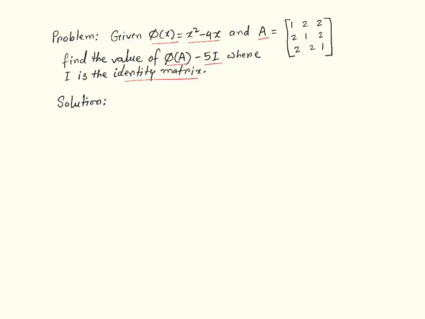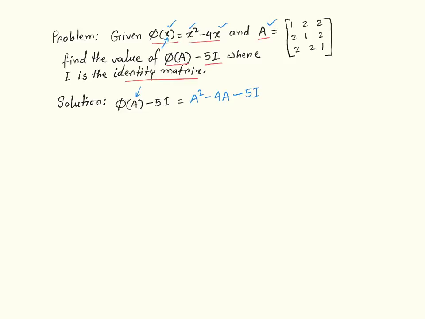To solve the problem, I'm just gonna apply the function definition first and then do the corresponding calculations. So phi of A minus 5 times I, the identity matrix, is gonna be equal to, look, phi of x, we have defined phi of x as x square minus 4x. In exactly the same way, we are gonna have phi of A is equal to A square minus 4 times A, because I'm replacing x by a matrix. So this x is being replaced by this matrix A. Then minus 5I.